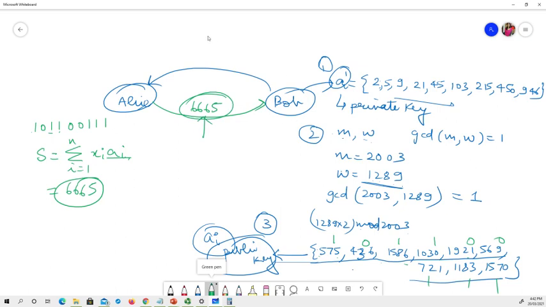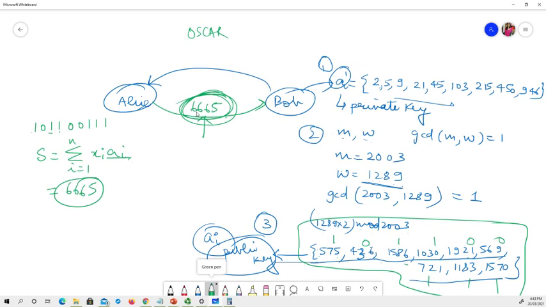Bob, on receiving this number, let us suppose Oscar also comes in and tries to access this number. Oscar has the public key, which is this key, and the summation value, which is 6665. But even if he does this calculation, he would not be able to get the plain text, because it's not a super increasing sequence.